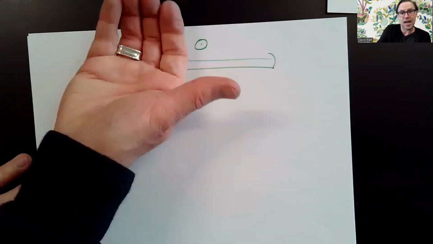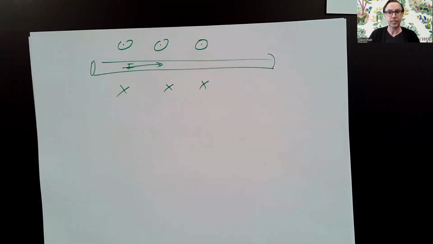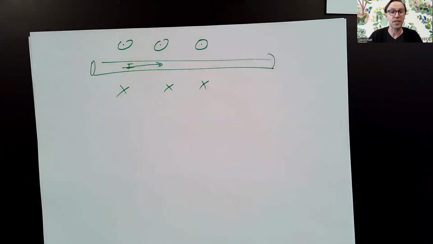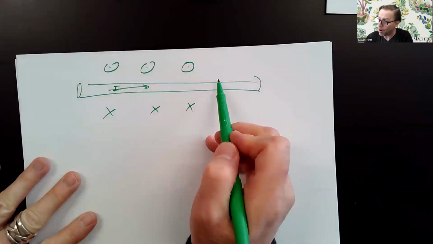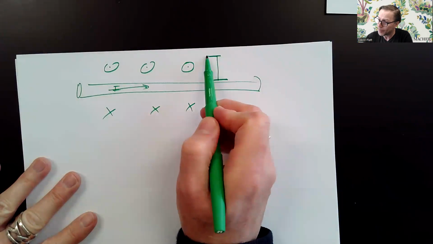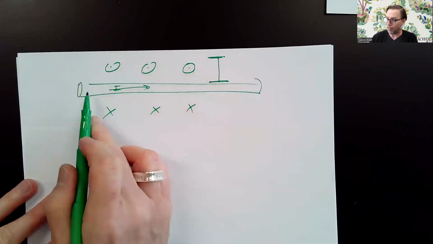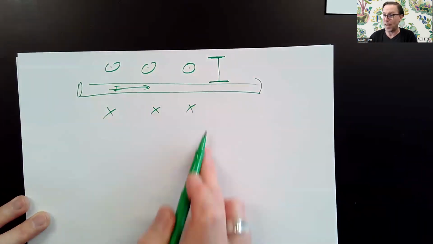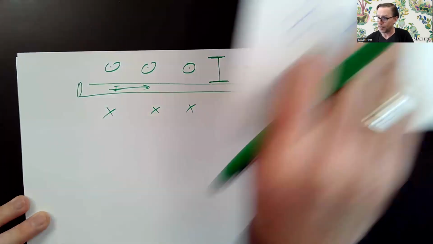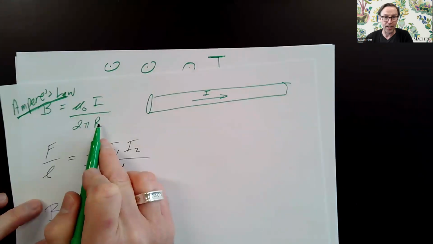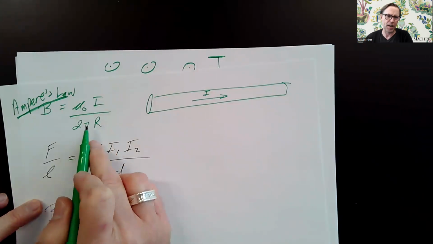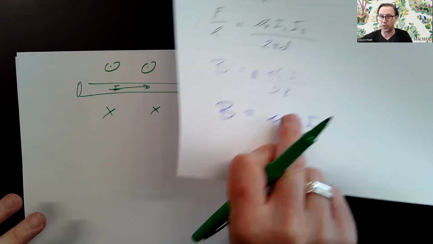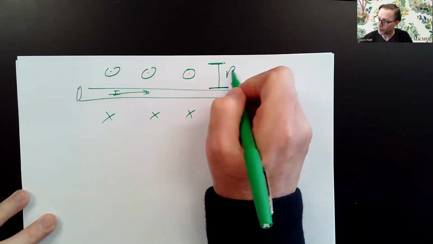Into the page, out of the page. The field points in different directions in different places. And then how far we are away, does it make sense to you that the field created by this wire gets weaker as we move farther away? That is what this letter R is. In fact, it's interesting that 2 pi r is the circumference of a circle. We'll see a circle in a minute, but this is R.